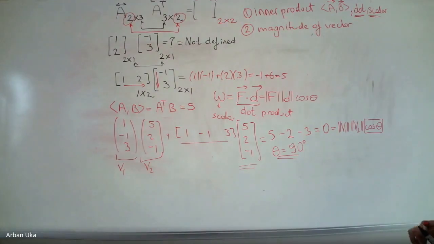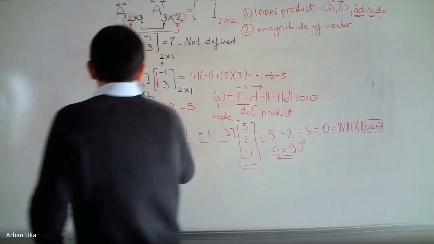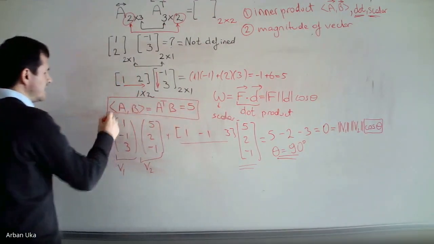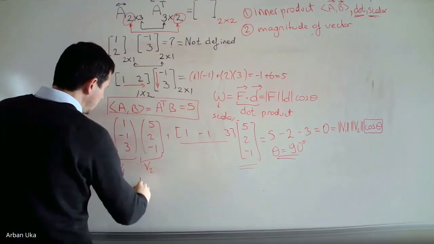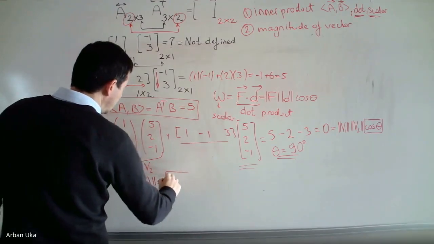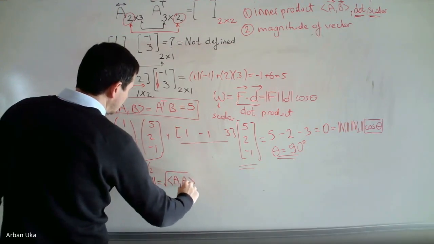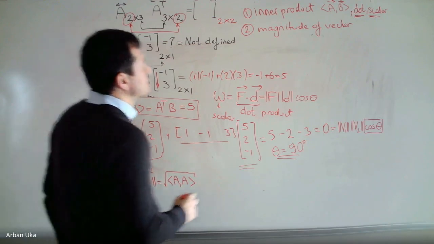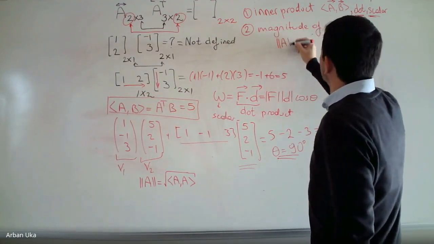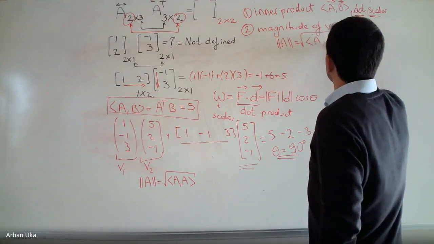But now let's define how we find the magnitude of a vector. The magnitude of a vector, similar to this definition here, we denote it like this. The magnitude of A is equal to the square root of the inner product of A. Okay, so this is the magnitude. We can write it here: the magnitude of A is equal to the square root of this.